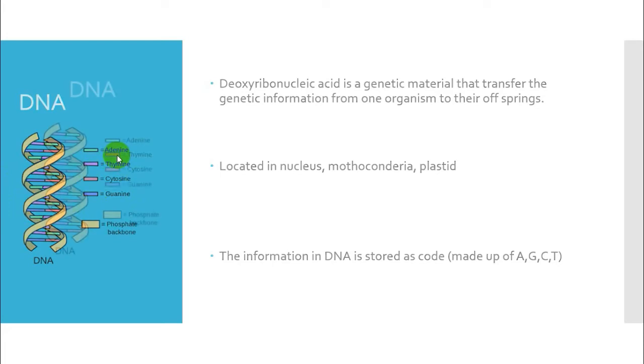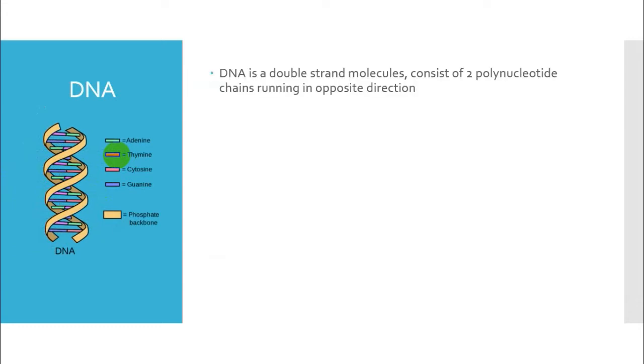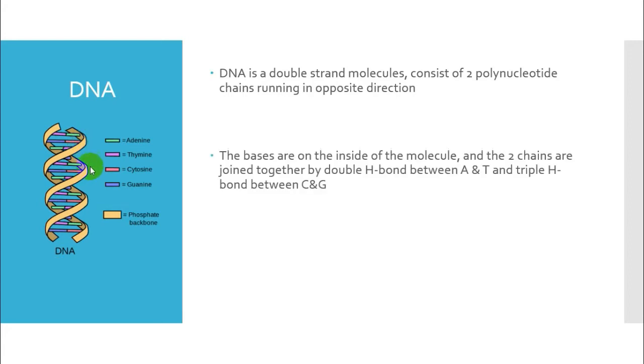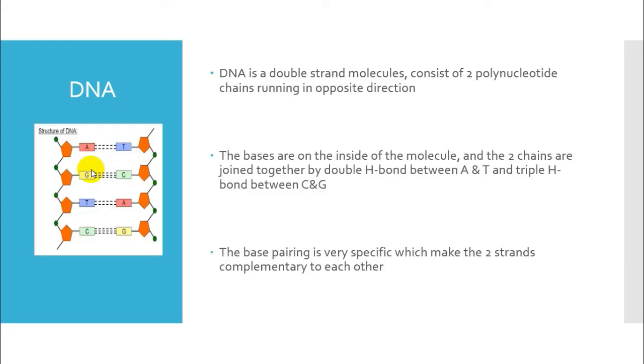storing the codes. About DNA, we can say that it is a double strand molecule, meaning it's made up of two strands, as you can see, and it's a polynucleotide structure, meaning it's made up of lots of nucleotides. As you can see, these two strands are running in opposite directions from each other. The internal part is bases. It means nucleotides are joining with each other with bases.